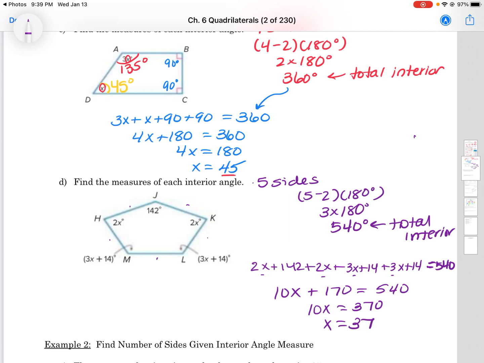So now we can plug that 37 in to find our missing angles. So we can do 37 times 2 for the 2x corners. That means this one is 74, and this one's also going to be 74. And then we can plug into that 3x plus 14. So 3 times 37 plus 14 is going to give us 125. So we just replaced x with what it was equal to.